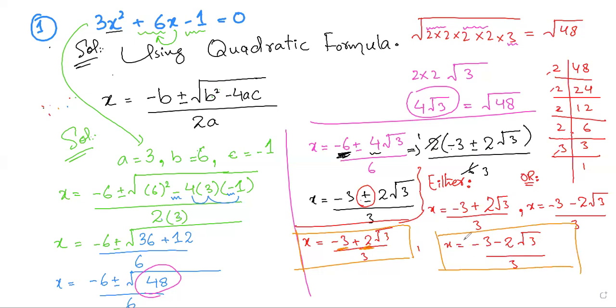So this is going to be your solution for the given quadratic equation. Like first we can have minus 3 minus 2 square root of 3 by 3, or minus 3 plus 2 square root of 3 by 3. It is your solution. Keep in mind one thing.